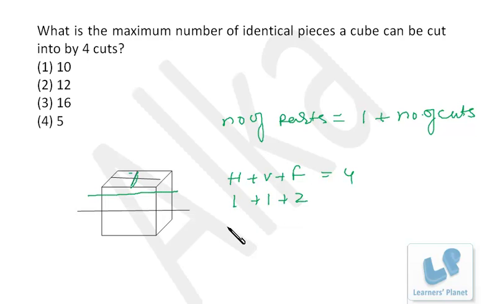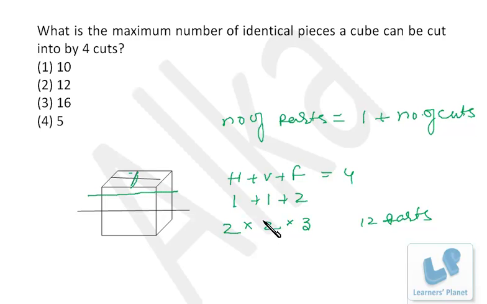If I make 1 cut, 2 parts will be there. If I make 2 cuts, 3 parts will be there, right? This is the number of cuts, this is the number of parts. So 3 2s are 6, 2 6s are 12. So in all there will be 12 parts, right? So it's so easy to calculate.